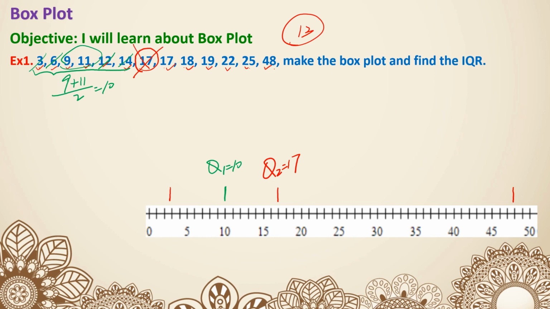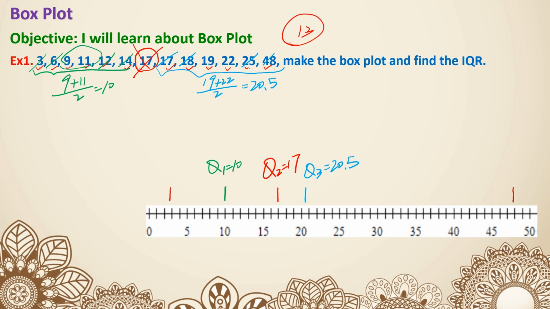For the upper half of the data, right here, 6 numbers again. Cross out a pair, cross out another pair. We're left with 19 plus 22 divided by 2. That is going to be 41 divided by 2, which is 20.5. So it's slightly over. So Q3 equals 20.5.